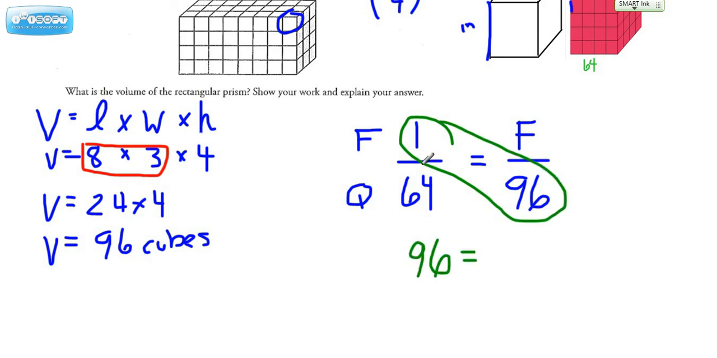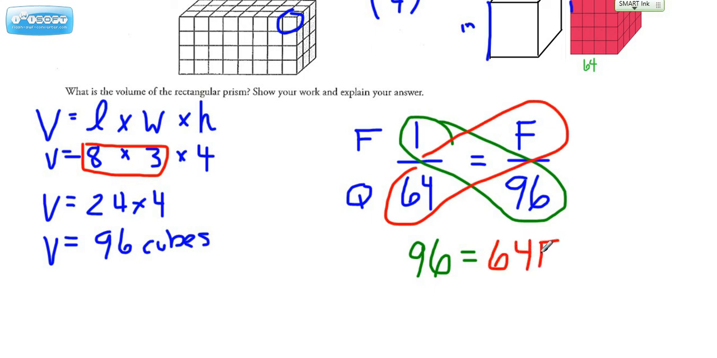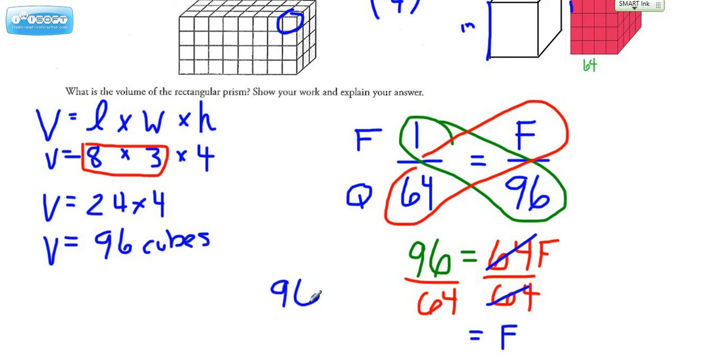And then the other cross product would be going this way. 64 times F. And our coefficient here is 64, which means we'll divide both sides by 64. And this will cancel out. And our answer will be whatever 96 divided by 64 is. So the only thing you have left to do is to do 96 divided by 64.